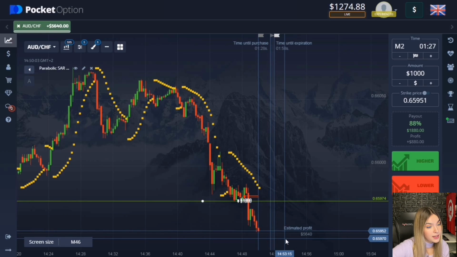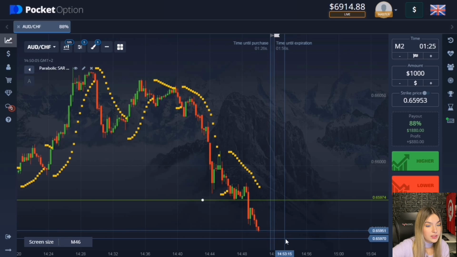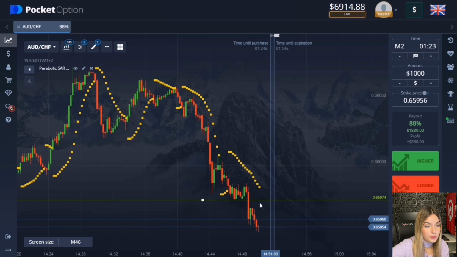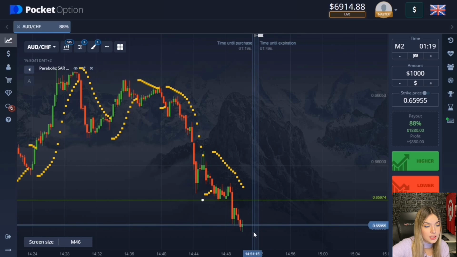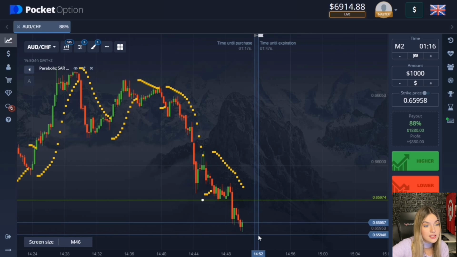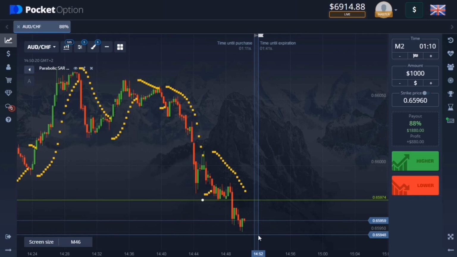Well friends, it's not bad. The price really broke through this level. It went down and we get a profit. 2 minutes was enough for us. The indicator really told us the further direction of the price. On the deposit I already have almost $7,000, so I suggest opening another last deal for today. Now I will find a suitable situation in the market and we will continue with you.